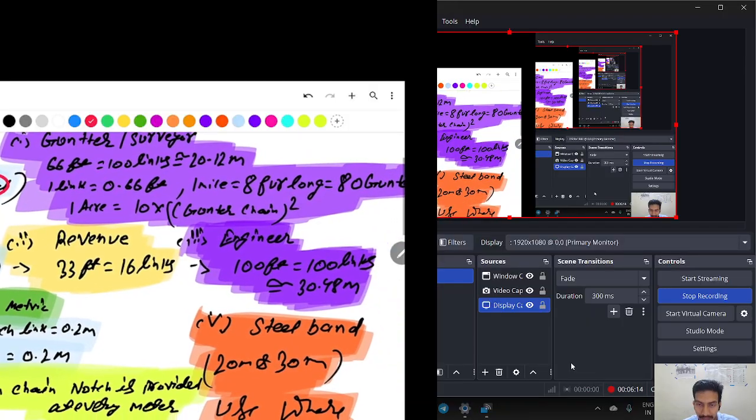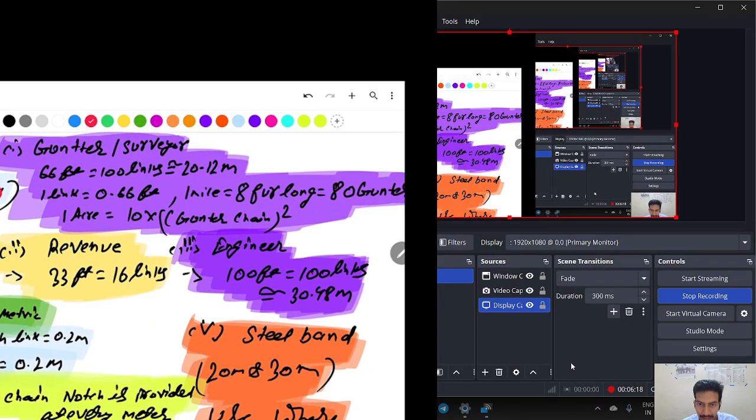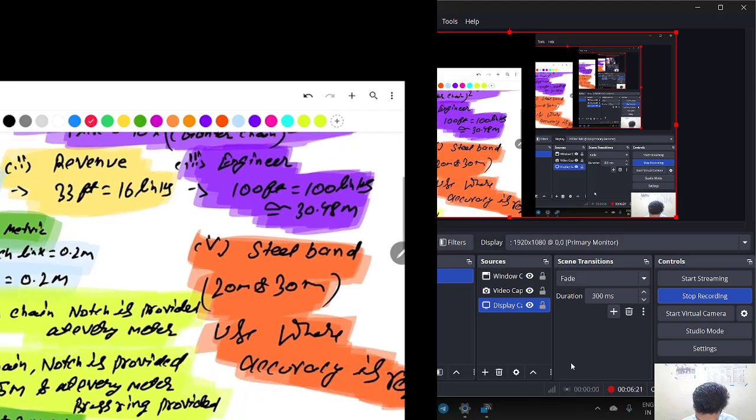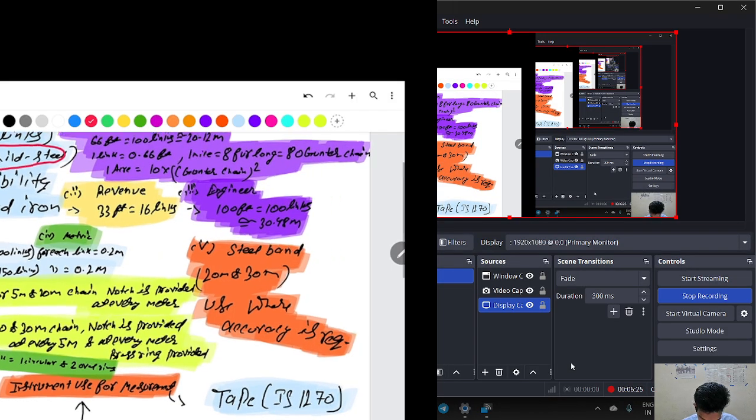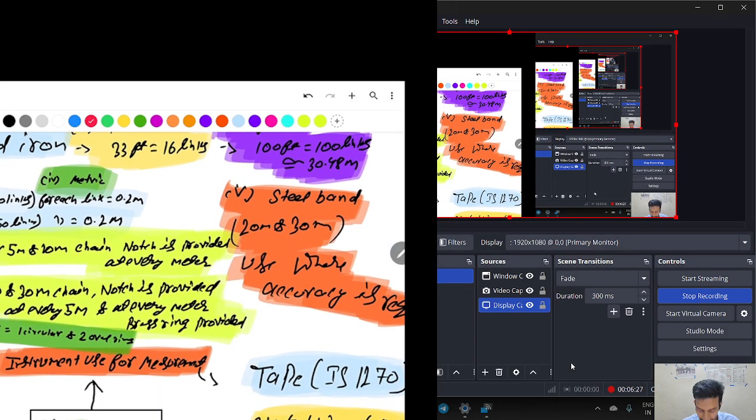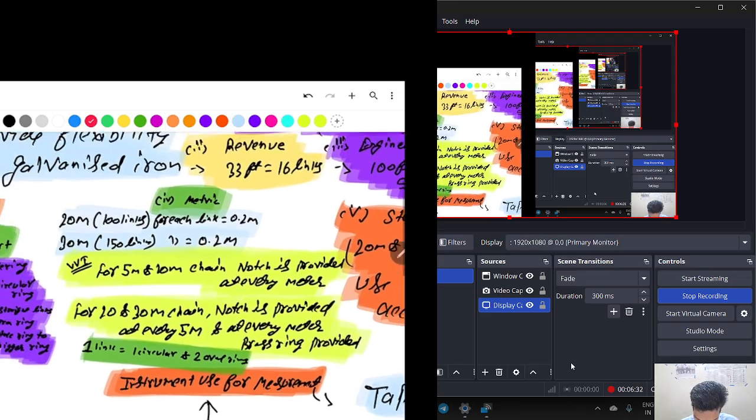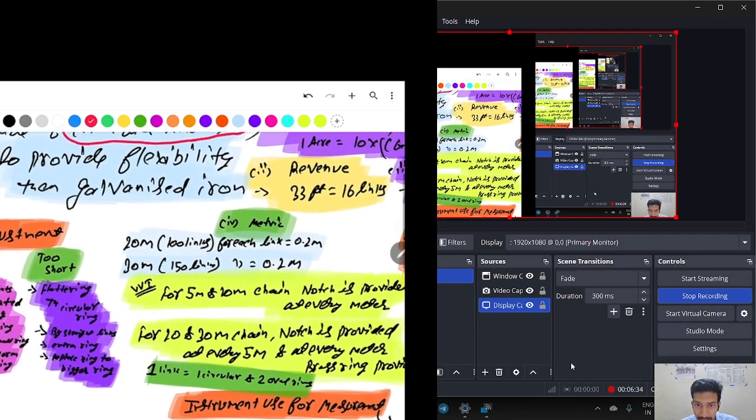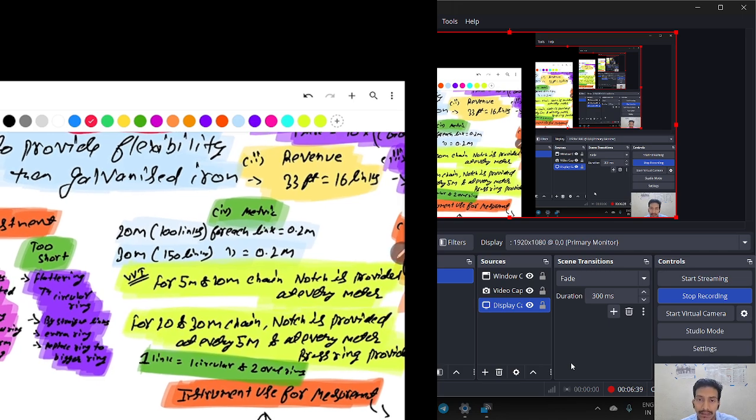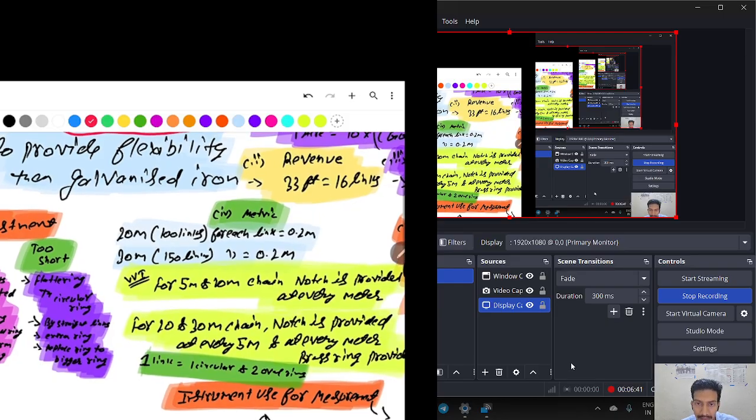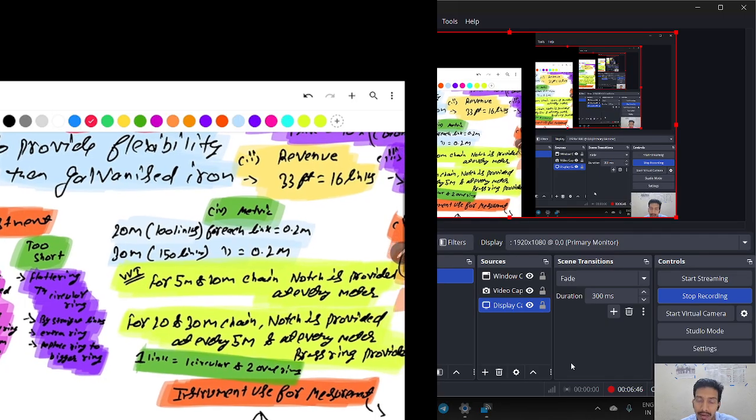Okay, now the fourth one is the metric chain, meaning meters. There are only two. The first is the 20 meter chain, which has 100 links. Each link is 0.2 meter. The 30 meter chain carries 150 links, and each also carries 0.2 meter.